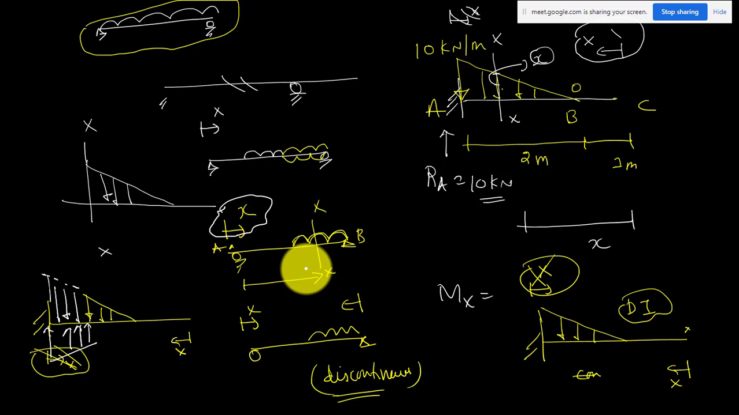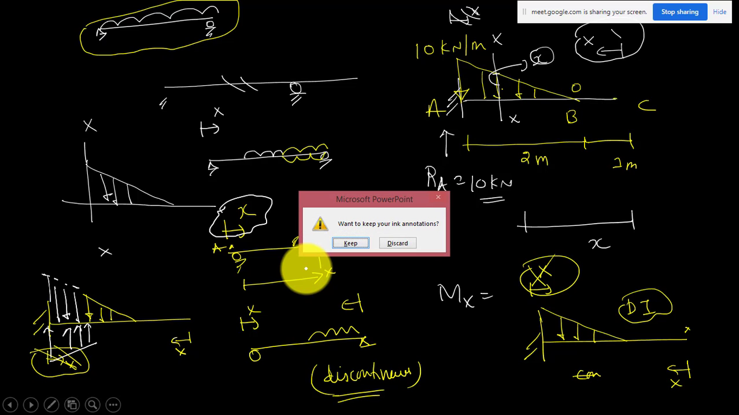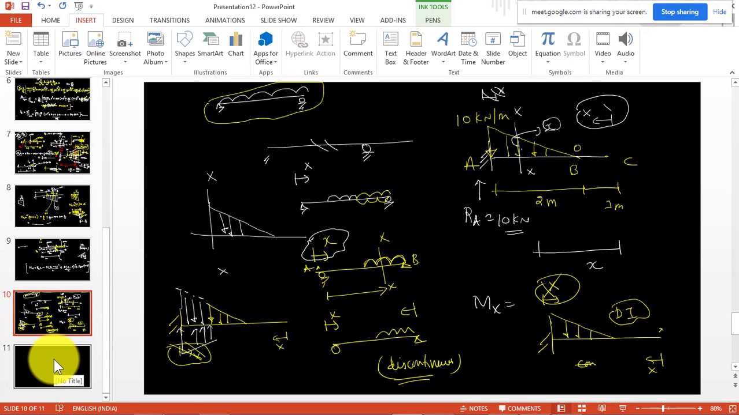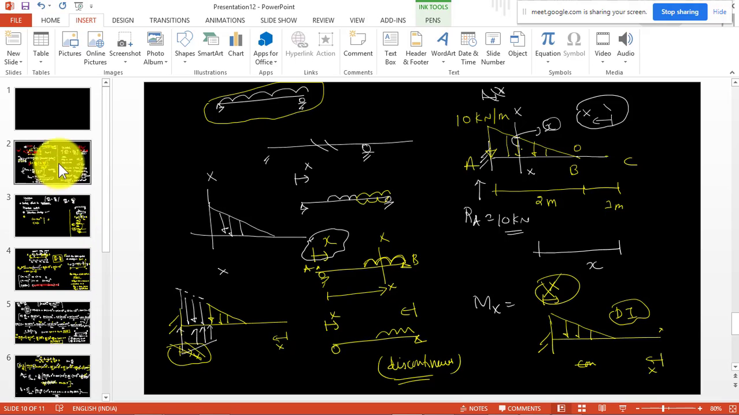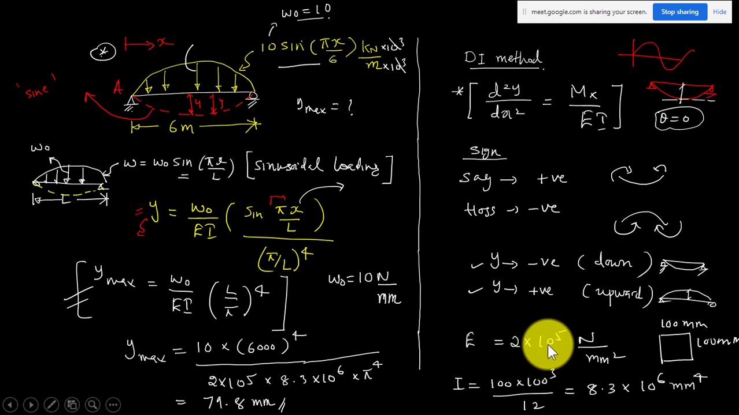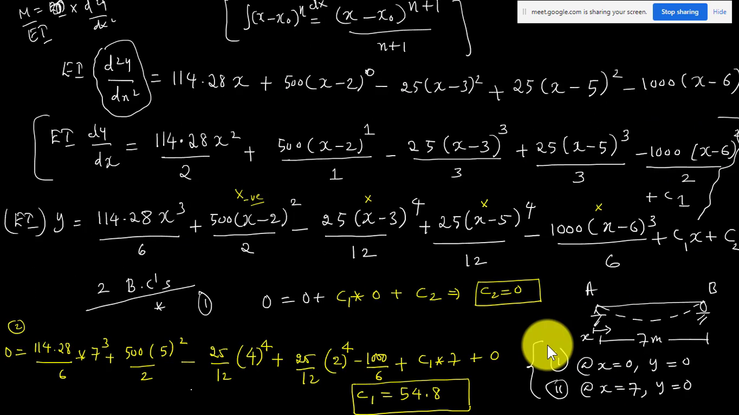Okay, sir. Sir, in today's first problem, you took two boundary conditions, that is at x is equal to 0, y is equal to 0, at x is equal to 7, y is equal to 0. Sir, why did we not take the moment at A or B to be 0? That condition could also have been taken.